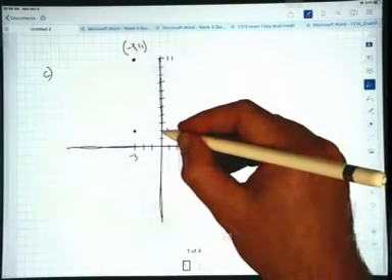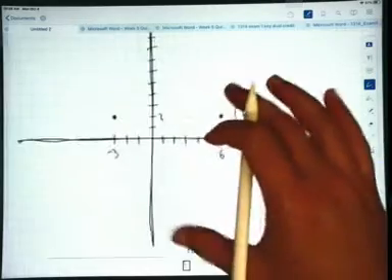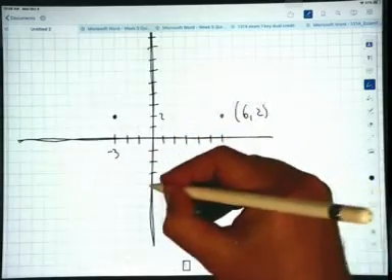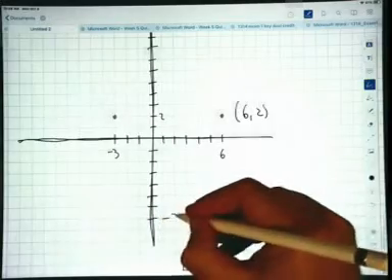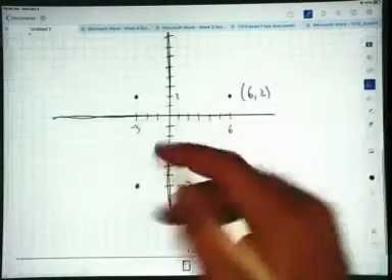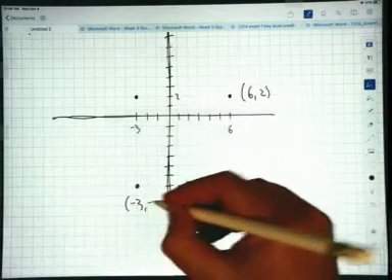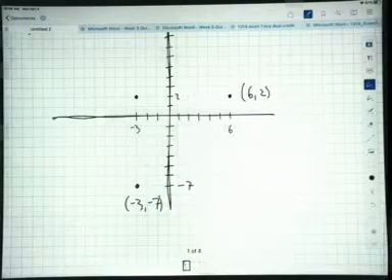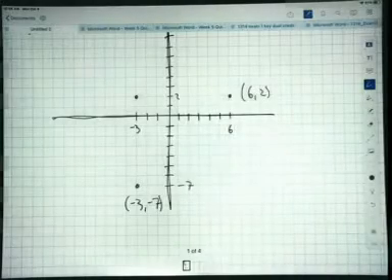So 2 minus 9 is going to get me to negative 7. 2, 3, 4, 5, 6, negative 7. Plot that point, so now we're at 6, negative 7. Negative 7.